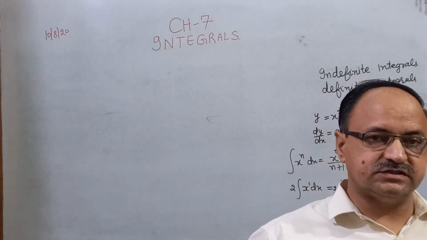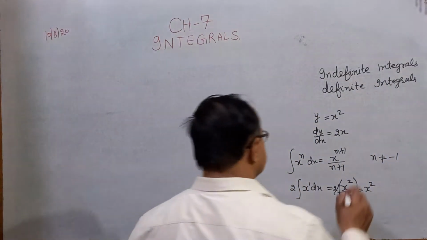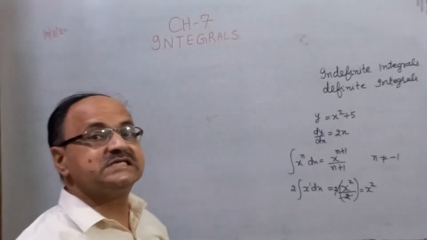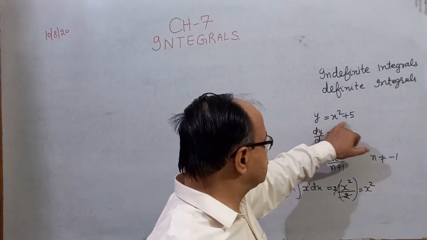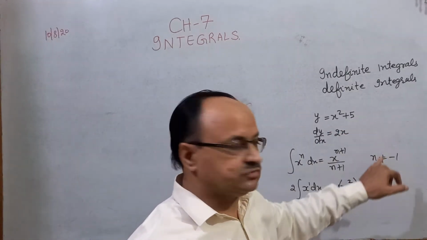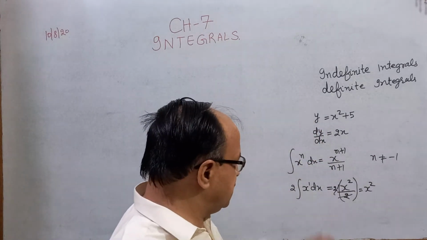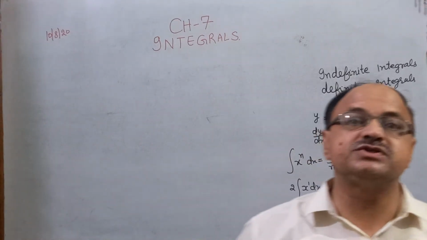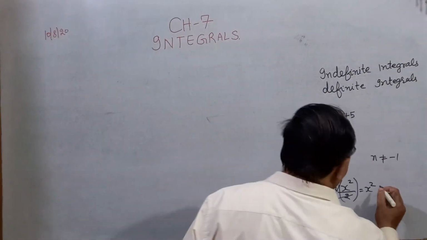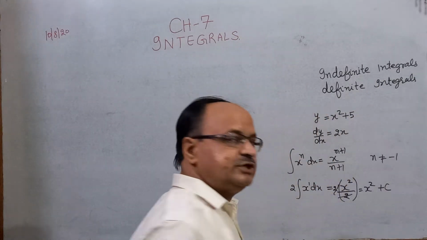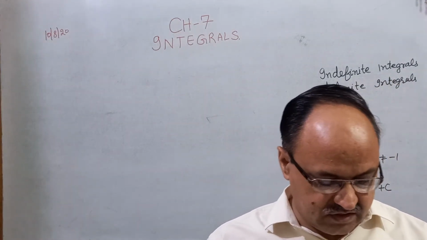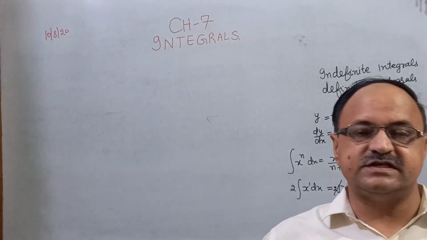Clear? But there is a problem. Suppose y is equal to x square plus 5. And you know that the derivative of x square plus 5 is 2x, because the derivative of a constant term is 0. But in the reverse process, we can't find the constant term. Therefore, we put here c, that is, c is the constant of integration. Clear? So therefore, always write c.